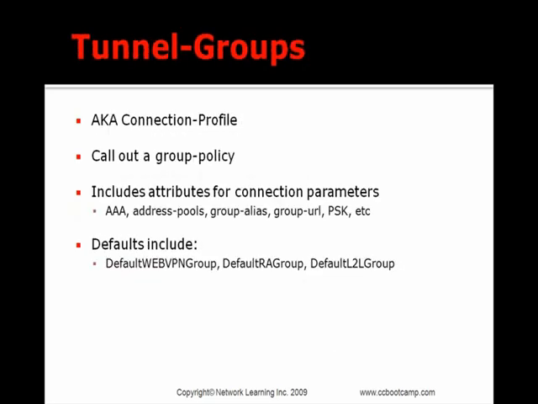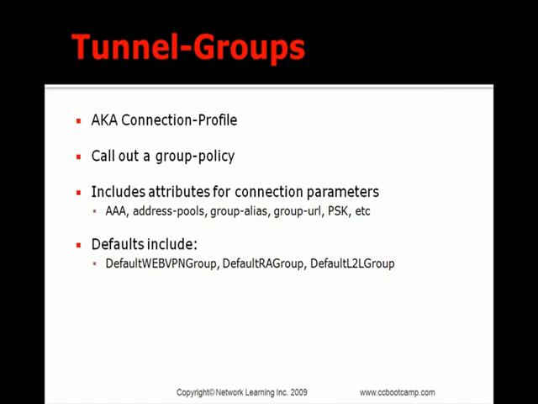Okay, so tunnel groups, which Cisco is more or less calling connection profiles these days, you'll see both, and it means the same thing. But tunnel groups is where we actually call out this group policy, and we say this particular tunnel group, when users are connecting to it or when a VPN is connecting to it, is going to reference all the attributes as specified within the group policy.